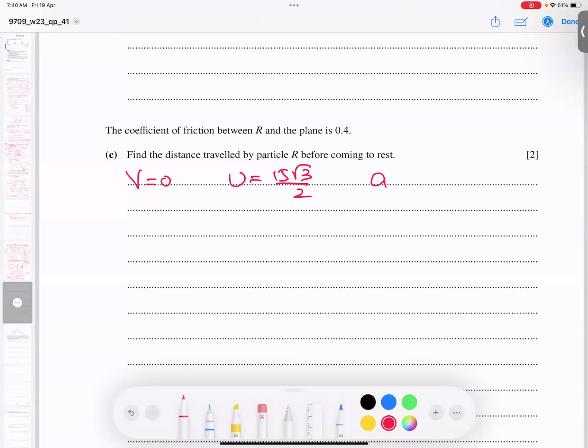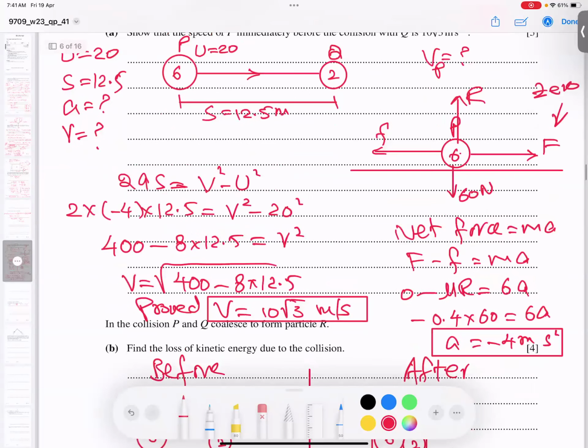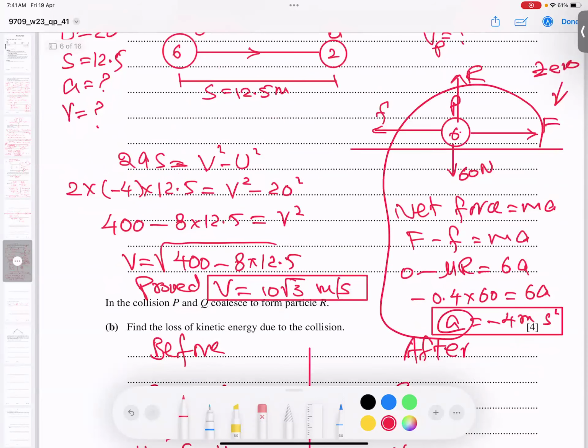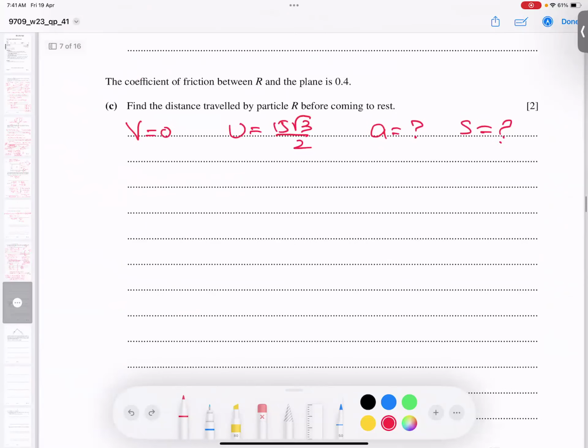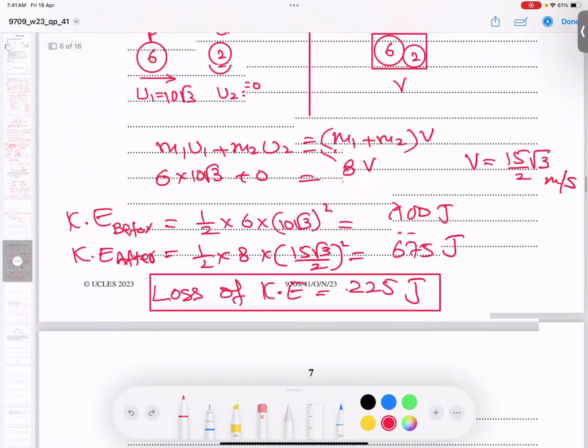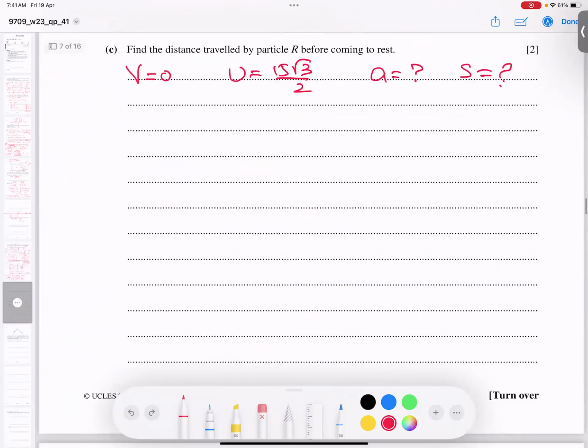The problem is that if we have the acceleration, I can find the distance easily. Same story, remember students, this is the technique we used to find the acceleration. Same story I will apply here, but this time it is R. What is the mass of R? 6 plus 2, 8.